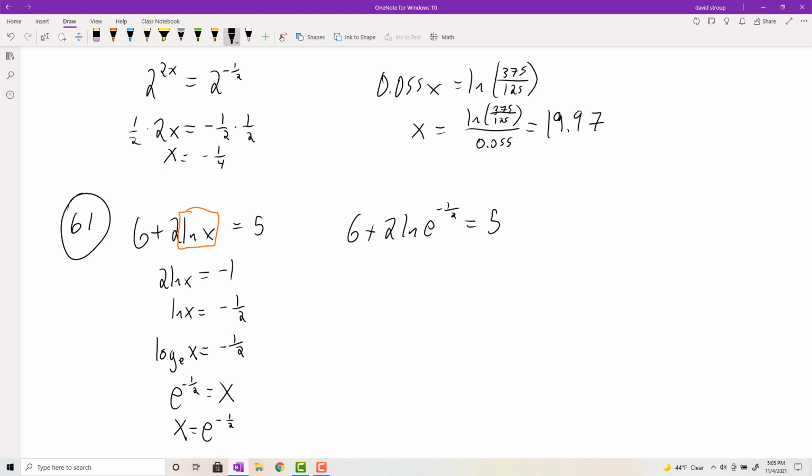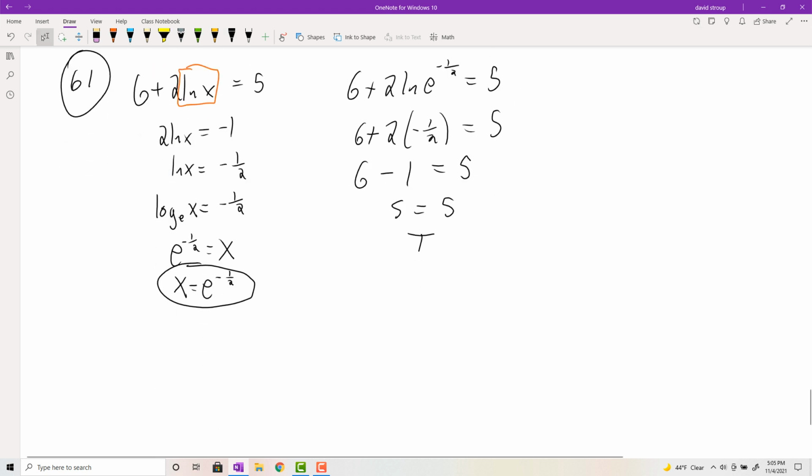So you're keeping the sides separate, left-hand side, right-hand side. Over here on the left, 6 plus 2 ln of e to the negative 1/2 is just negative 1/2, so 6 minus 1 is 5. On the right you have 5 still. So 5 on the left, 5 on the right. They're both the same. That's true. Therefore, it's a solution.